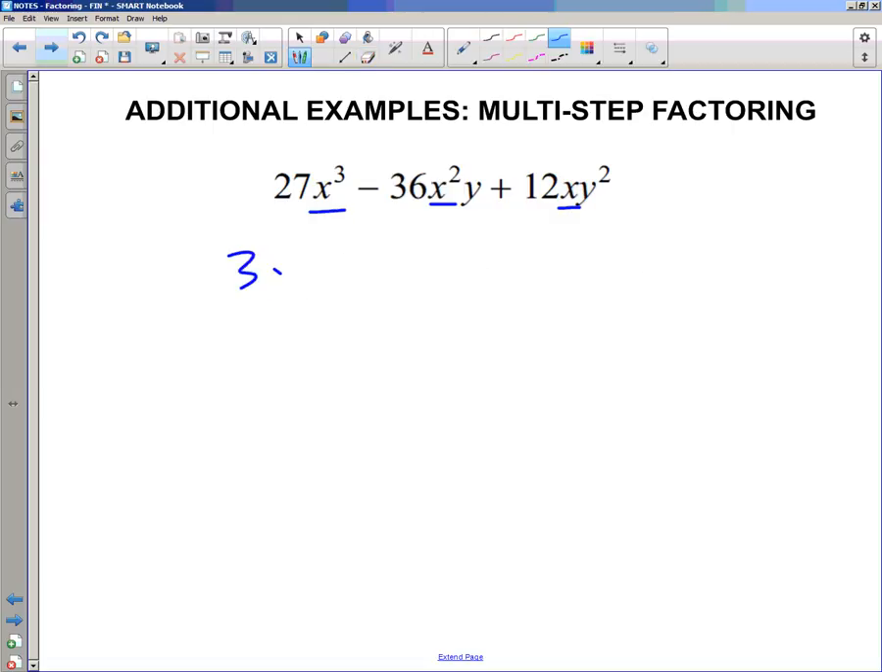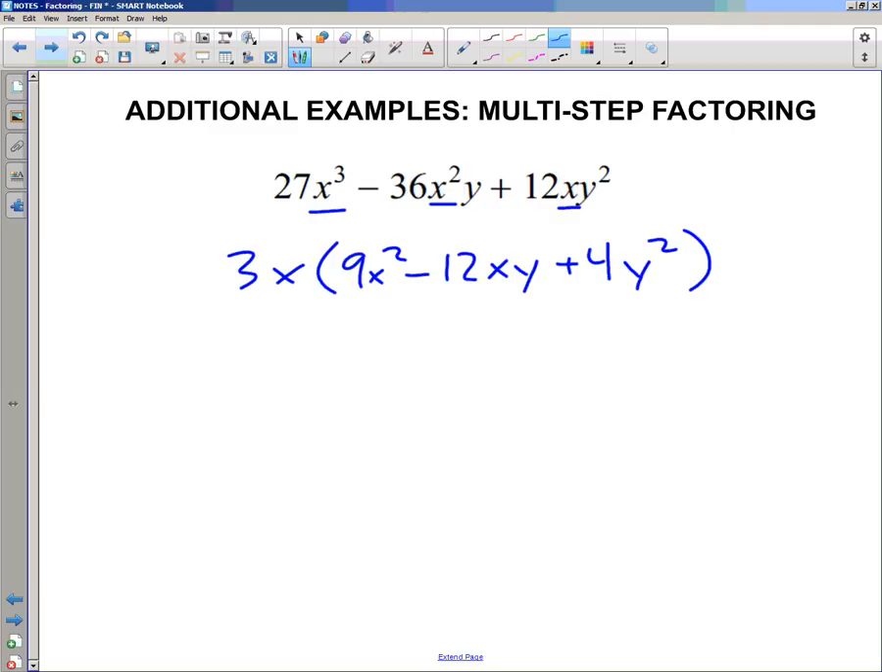We pull the 3x out in front. All right, divide by 3 and divide by x. That's going to be 9x squared minus, divide by 3 is going to give us 12. Divide by x will give us an x, and we've got a y there. And then divide by 3 will give us 4. Divide by x, the x's will cancel. We've still got a y squared there. My apologies for moving too fast and making mistakes.